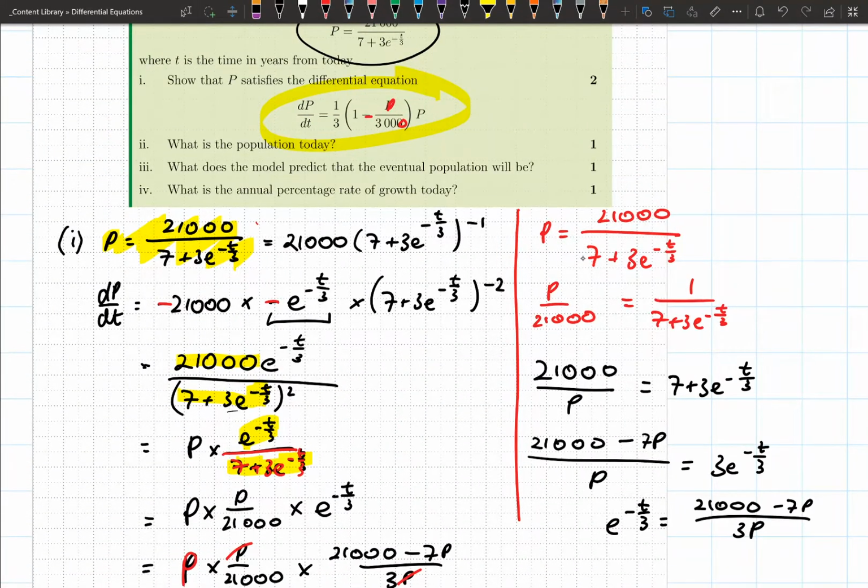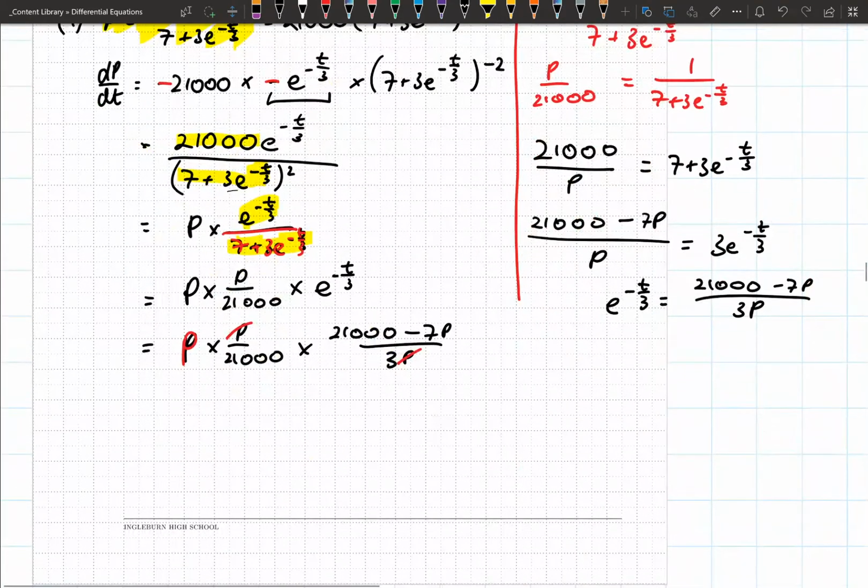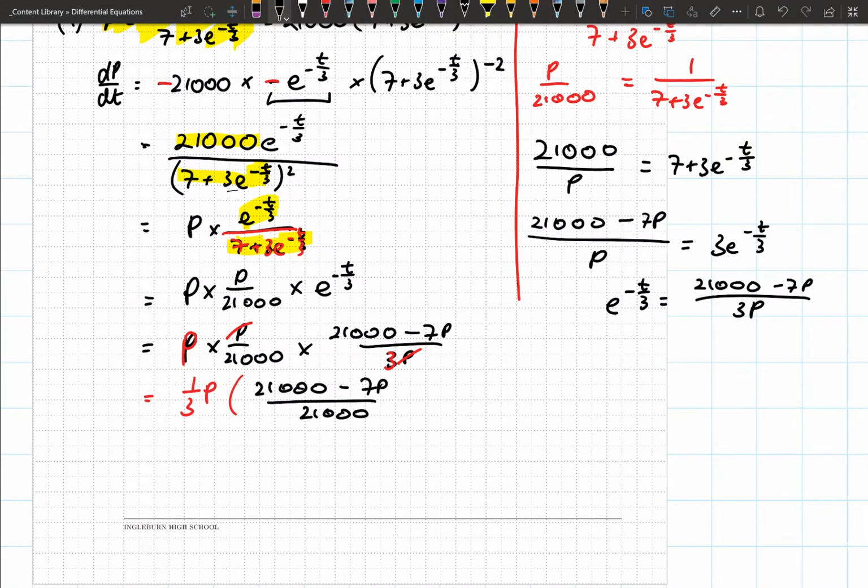Nice. The 1 over 3. Where do I get the 1 over 3 from? The 3P at the bottom. So remaining here, 3. I can just take those out. So here I'm going to get 1 over 3P, and what am I left with? 21,000 minus 7P over 21,000. Yeah, excellent. So you did that all together: 21,000 minus 7P over 21,000.